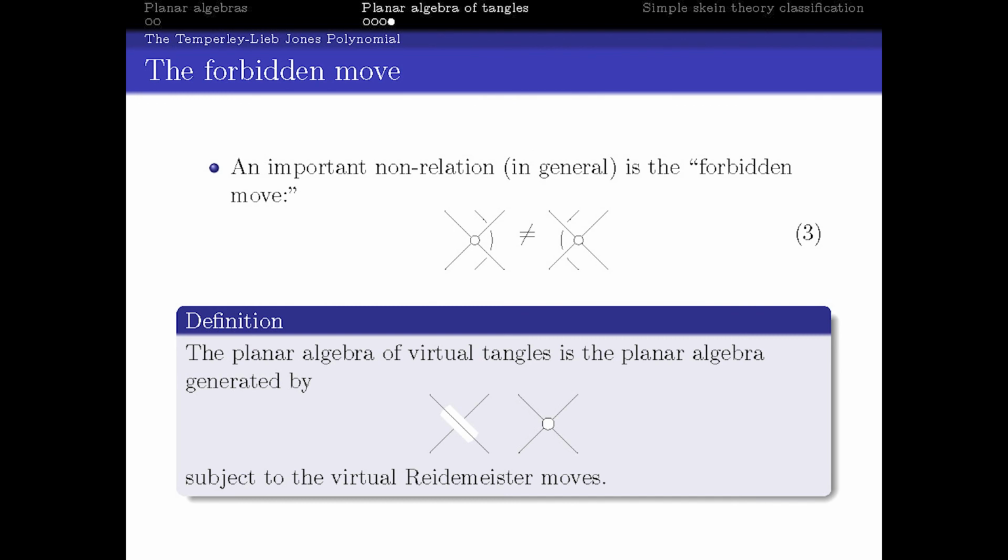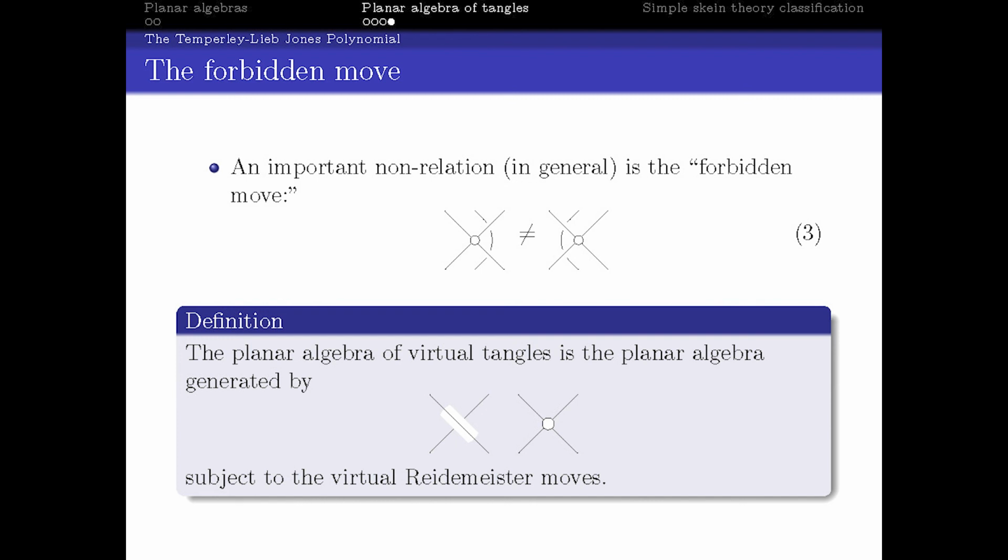Importantly, a non-relation that we're going to see is called the forbidden move. Essentially, we are not allowed to pull a string across a virtual crossing. So this is not going to be a relation in general, but for some of these in our classification, it actually will be satisfied.